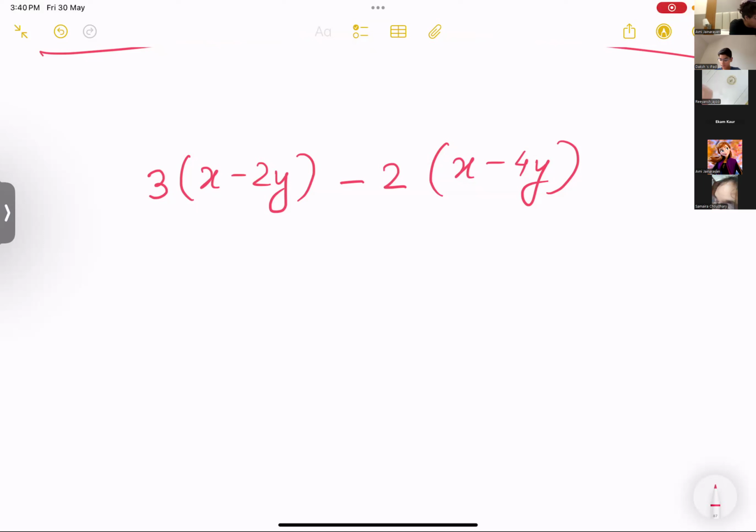Now very carefully solve them. 3x minus 2x. It's okay, you can solve it here. 3x minus 2x, just write x. Minus 6y plus 8y. Why will it be minus 2y? Look at the sign of 8.